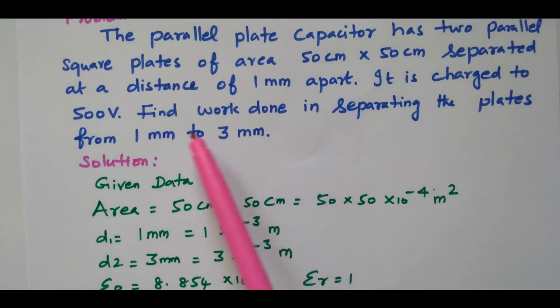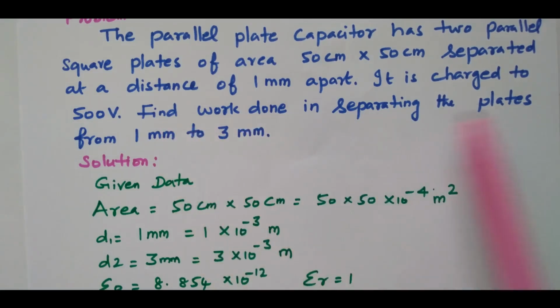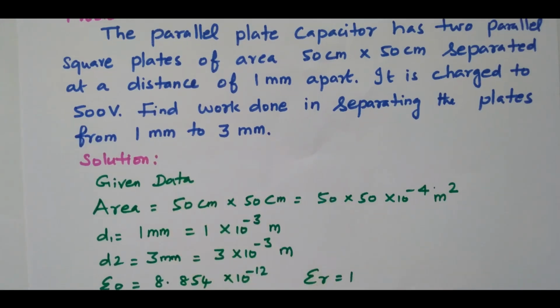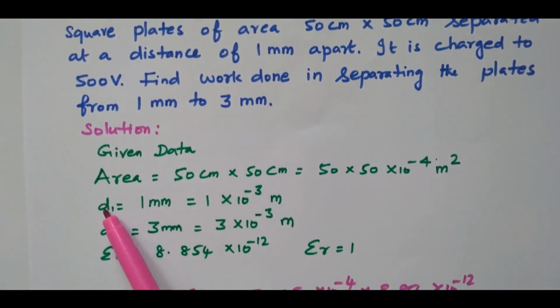Then what do we need to find? The work done in separating the plates from 1 millimeter to 3 millimeter. So we take D1 as 1 millimeter and D2 as 3 millimeter, that is 3 into 10 to the power minus 3. The epsilon naught is a constant, 8.854 into 10 to the power minus 12. Then epsilon r equals 1, as we consider air medium.